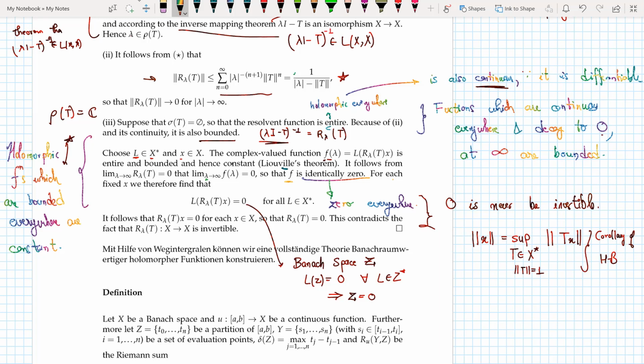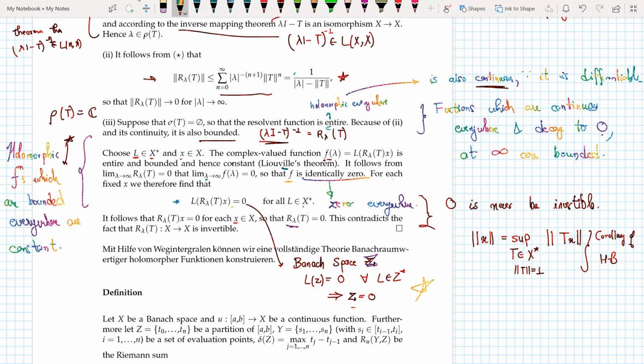So now I can say that for fixed x, we therefore find that this thing is 0. Why can I say that? Because I had a result as a corollary of the Hahn-Banach theorem. It says that if Z is a Banach space, then L of Z equals 0 for every L belonging to Z star implies that Z equals 0. So I can say that this thing being 0 for all L belonging to X star must imply that R lambda T x equals 0, for each x belonging to capital X. Now it means that R lambda of T must be equal to 0.